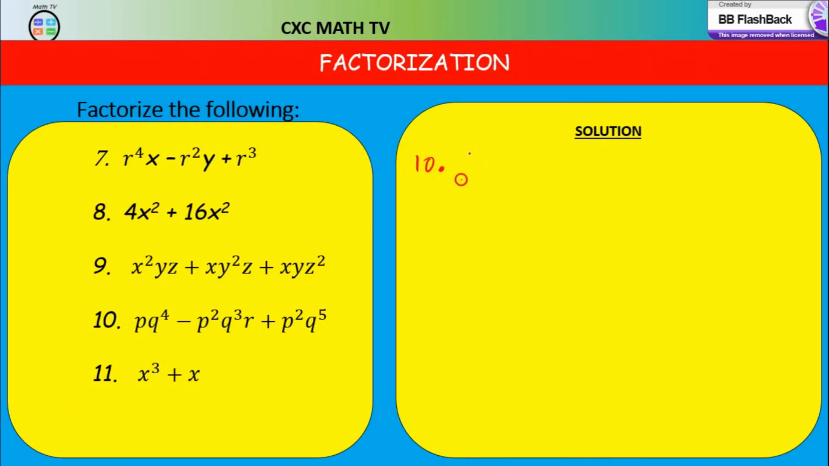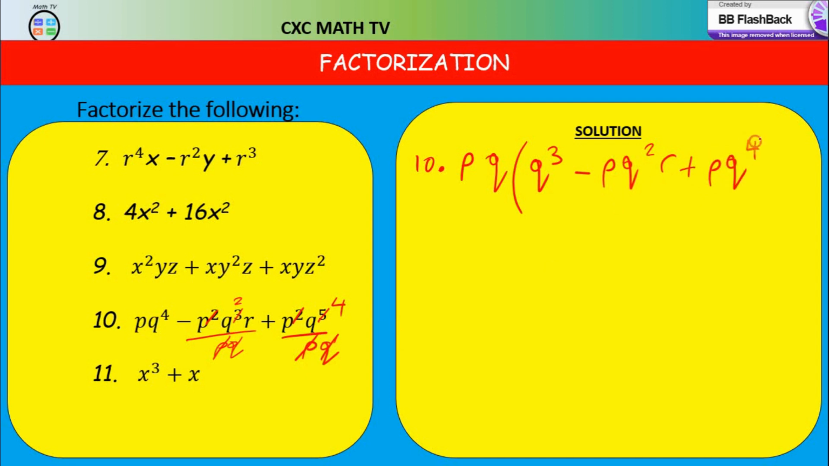So we took out our highest common factor, pq. When we take out p from pq to the 4, we're left with q cubed. And we divide this by pq. The square cancels out one of the p's. Cubed leaves squared. So now we'd have minus pq squared r. And we divide this one by pq. We'd have the square cancel out the p. This leaves 4. Cancel out the q. So we leave plus pq to the 4.